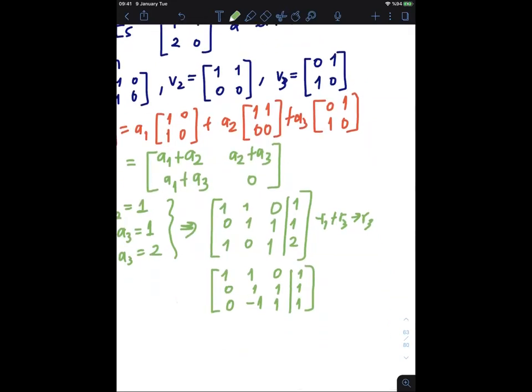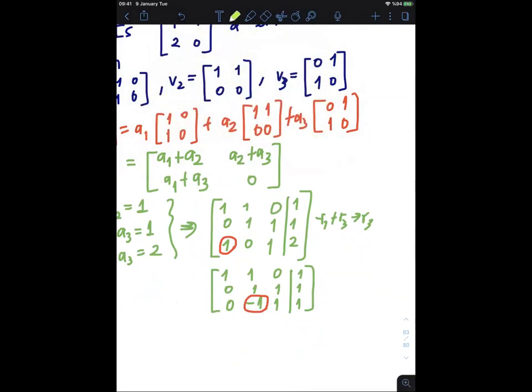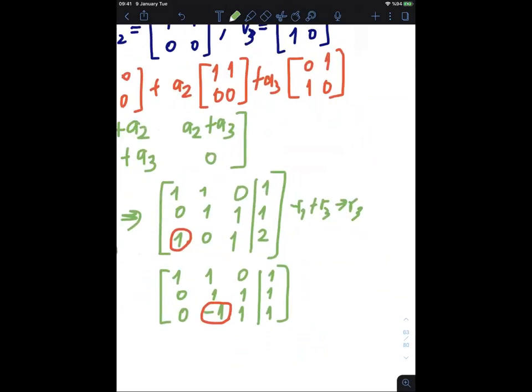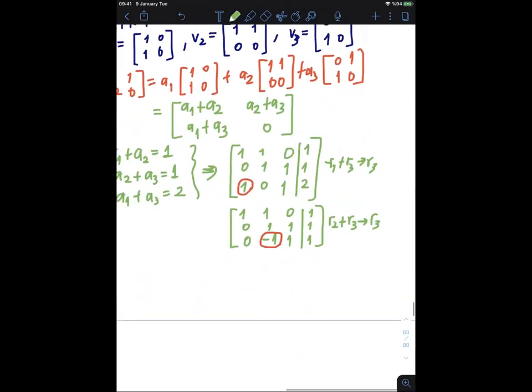Then what do we do? At first we wanted to get rid of this, now we want to get rid of this. Okay, so what do I do? No, not this one. So I like this green color. Okay, so this is R2 plus R3 to R3. If you do that, what do we get? We get 1, 0, 0, and then 1, 1, 0, and then 0, 1, 2, and 1, 1, 2.